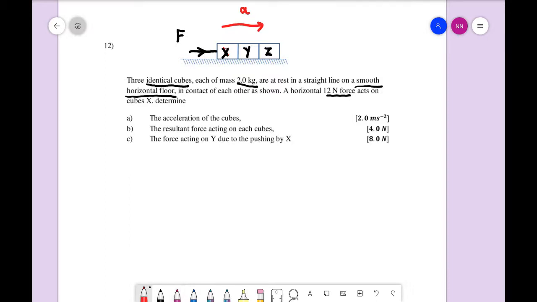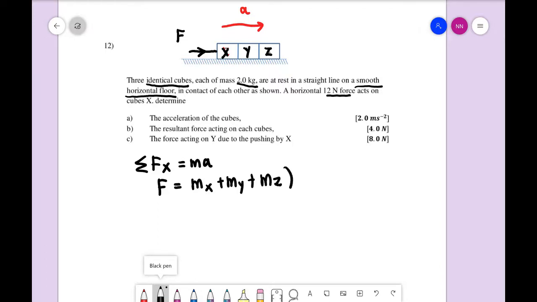So we may apply Newton's law. Net force equals ma. In this system, we have only a single force F for X, Y, and Z. So F equals the mass of X plus mass Y plus mass Z. They will accelerate with the same acceleration a.